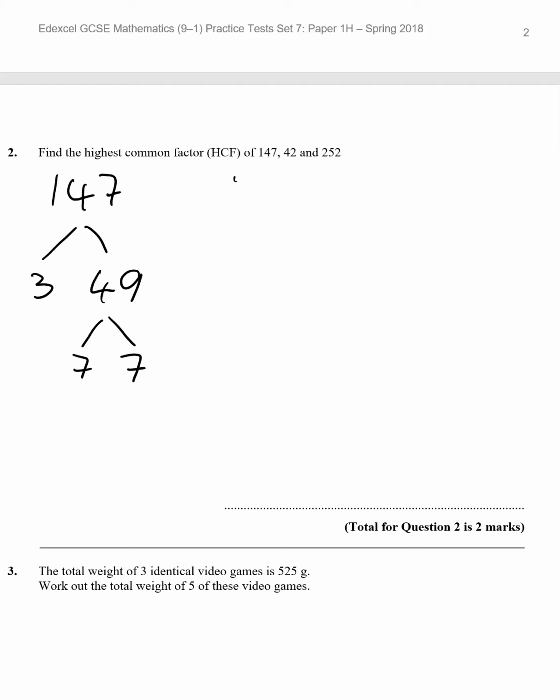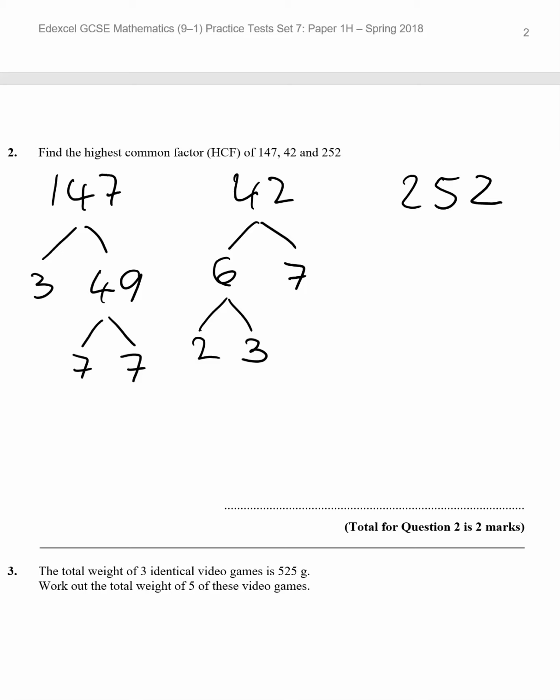Okay, and then 42 is 6 and 7. And then 2 and 3. 252, well, I don't know what goes into 252. Let's have a think. Let's see if we can divide it by 3, which I think it will. 3 goes into 25 8 times, remainder 1. 3 into 12, 4.